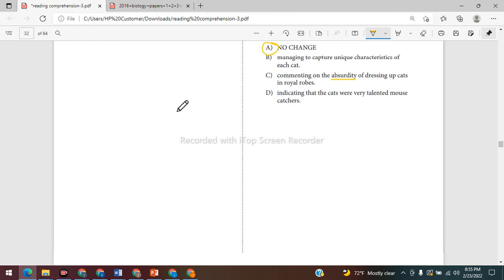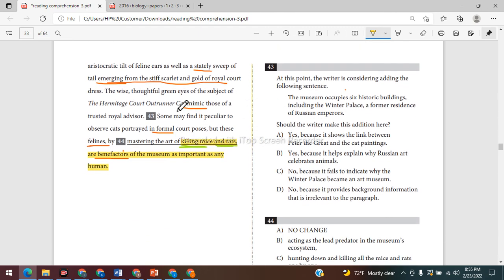Number 43. It says, the wise, thoughtful green eyes of the subject, the Hermitage Court outrunner cat, mimic those of a trusted royal advisor. At this point, the writer is considering adding the following sentence: The museum occupies 6 historic buildings, including the Winter Palace, a former residence of Russian emperors. Should the writer make this addition here?